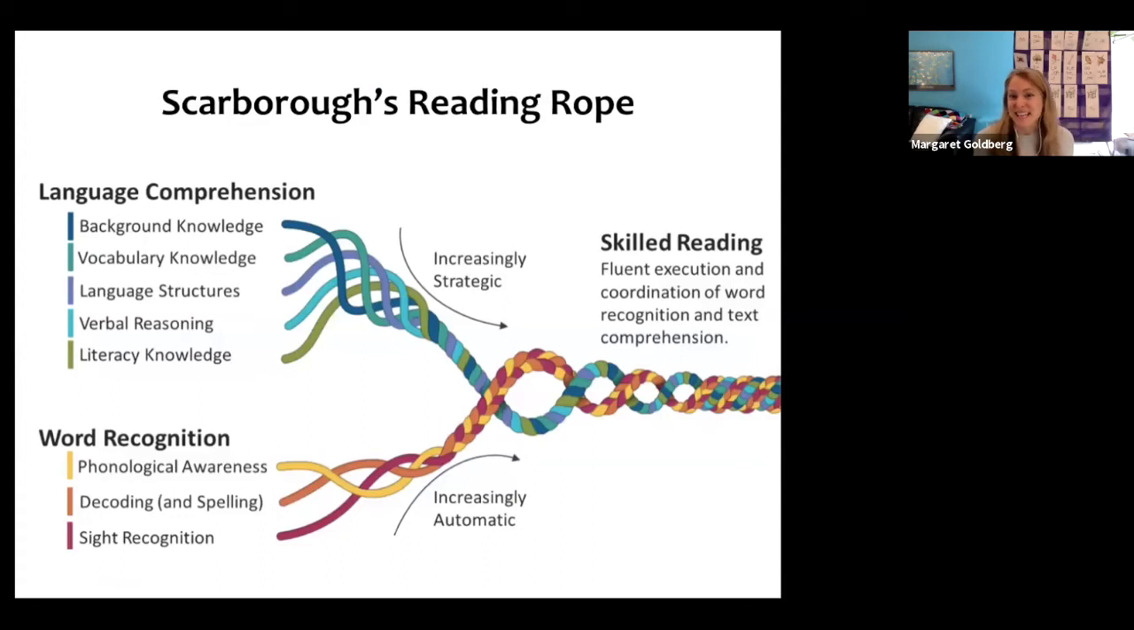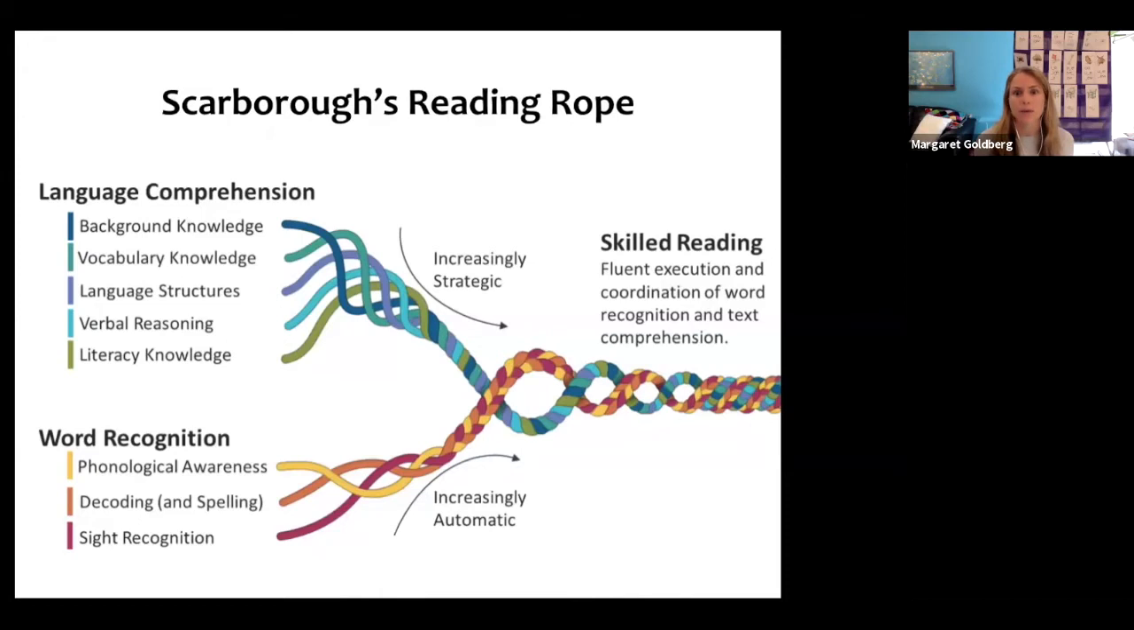Because I feel like that's an area that's not well addressed in teacher preparation programs, even in the curriculum that we're given or PD. So we're able to see Scarborough's rope from 2001, which breaks down the language comprehension strands and the word recognition strands, and helps us understand that for kiddos who are in the earlier years of their reading development, whether they're in kinder or first grade, or if they're struggling readers in the upper grades, these things actually, language comprehension and word recognition, need to be taught separately, because where they are in their development is different.